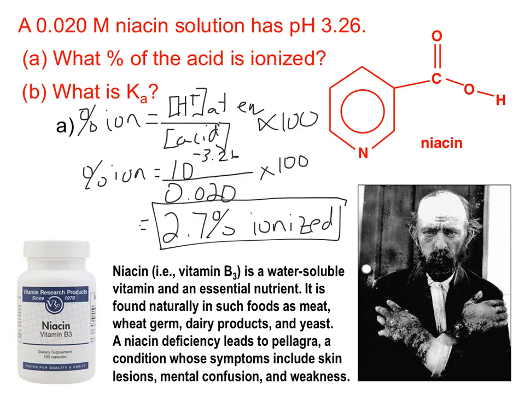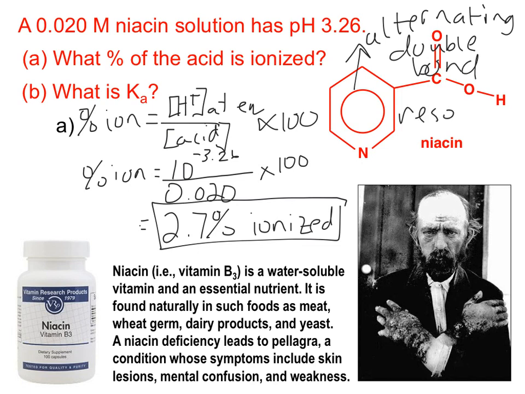Now, take a look at niacin. It has a benzene ring with a nitrogen. Remember, this is an alternating double bond. That's what the circle is. All right, so it has a lot of resonance. Niacin, vitamin B3, is a water-soluble vitamin, an essential nutrient, found in food such as meat, wheat germ, dairy, and yeast. Niacin deficiency leads to pellagra, a condition whose symptoms include skin lesions and mental confusion and weakness.